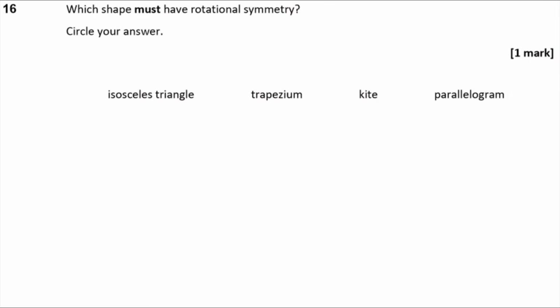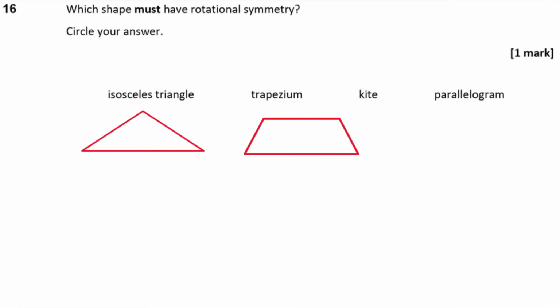Question 16. Which shape must have rotational symmetry? Circle your answer. Now what this question is missing is diagrams. You haven't got any pictures of any of these things. So let's quickly sketch these in. So that's an isosceles triangle, isn't it? A trapezium. What does a trapezium look like? Okay, that would do. So there's my trapezium.